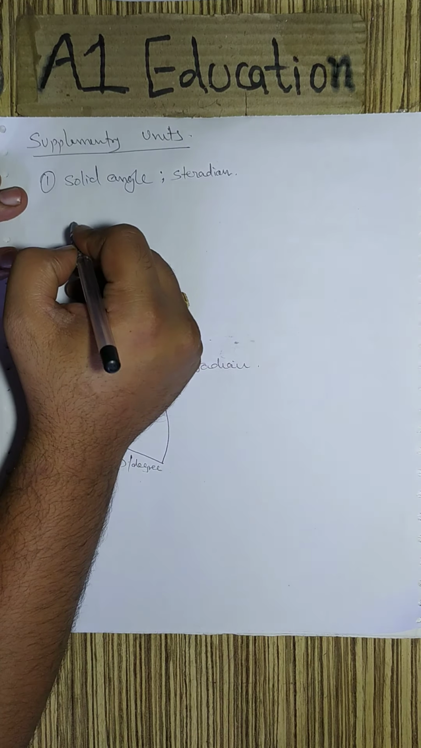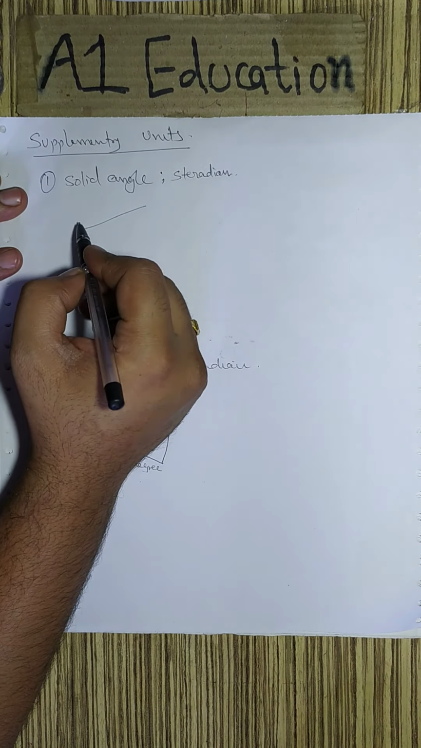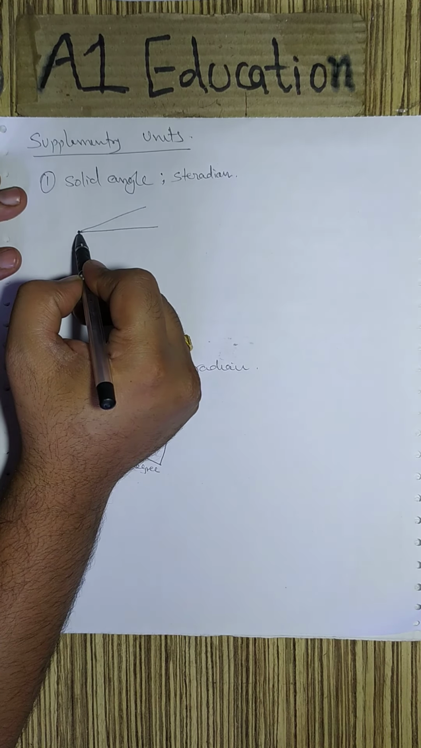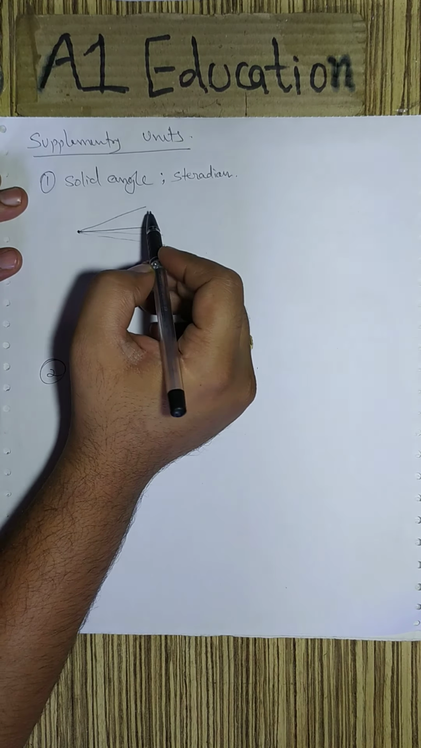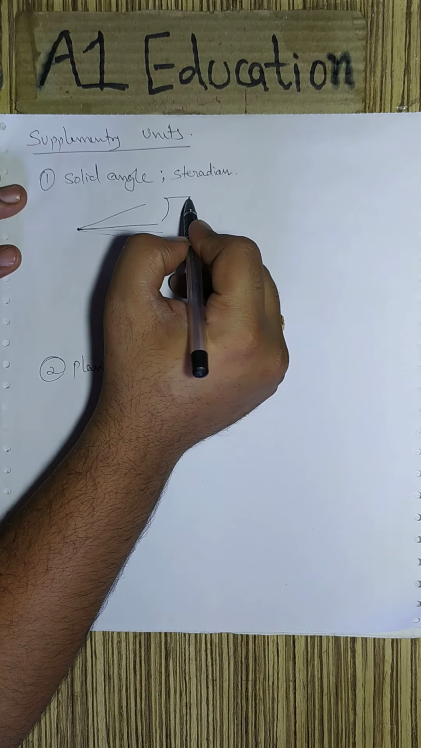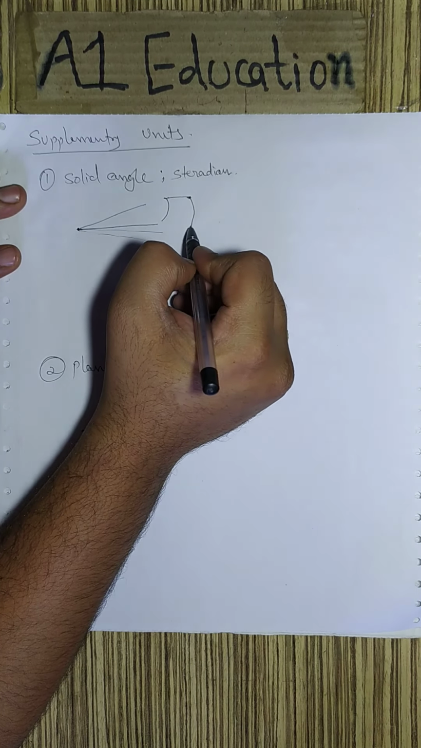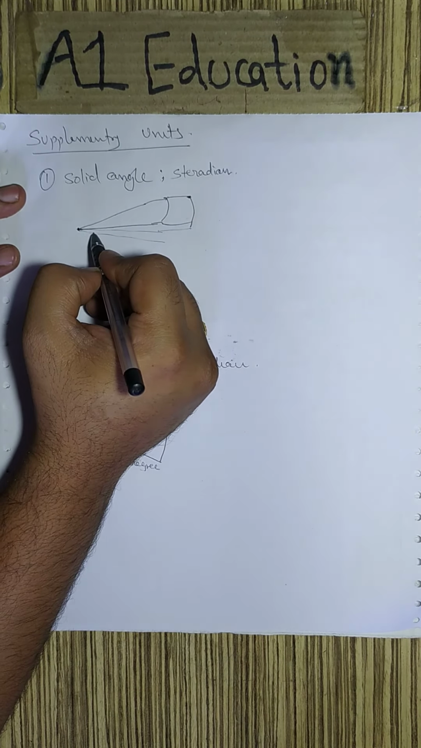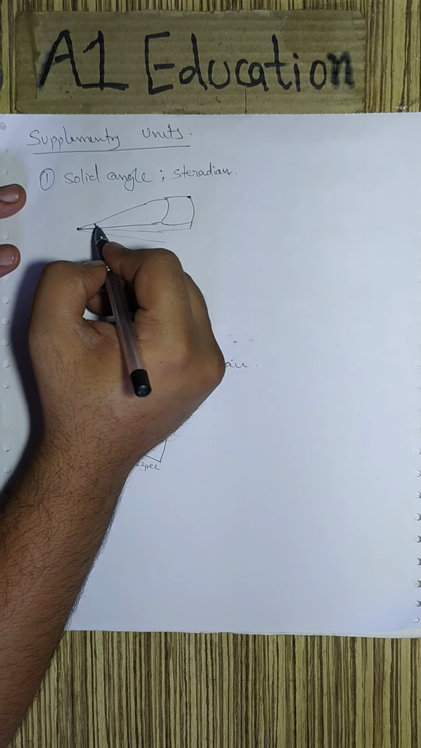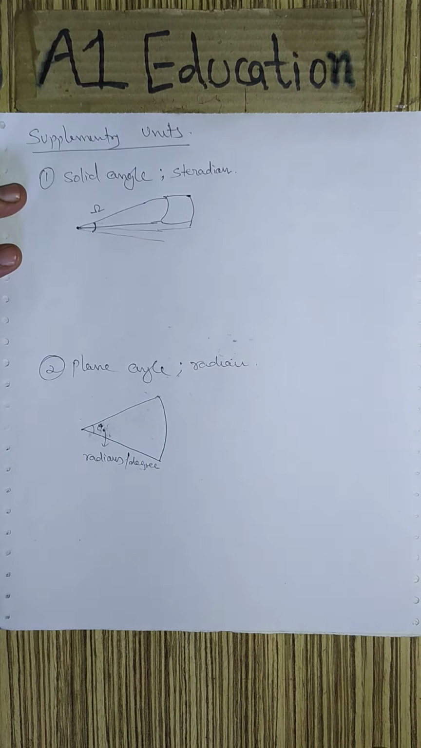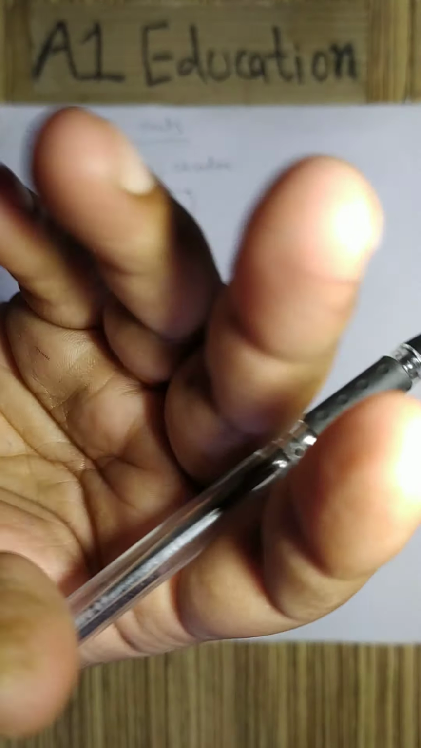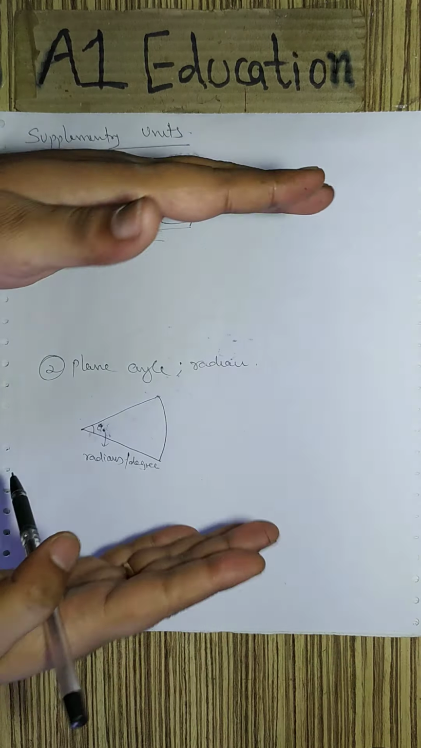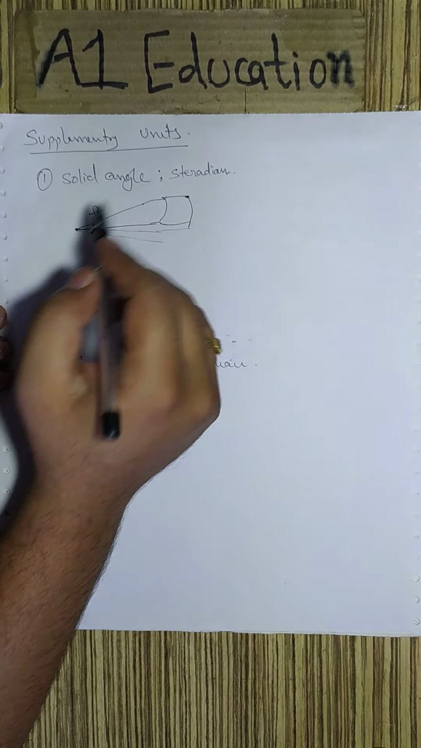In the case of the solid angle, it is something like this. Let's say some things are projected like this, and there all the corners are tied up. The exact angle made at the center, this angle is called a solid angle or steradian. Let us see the definition. The light forms a cone type of structure. Then the exact angle at the center is called a solid angle.